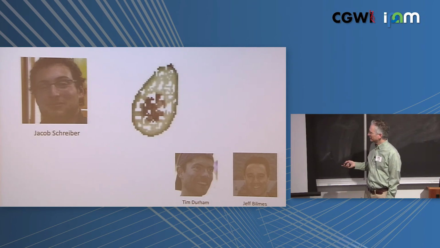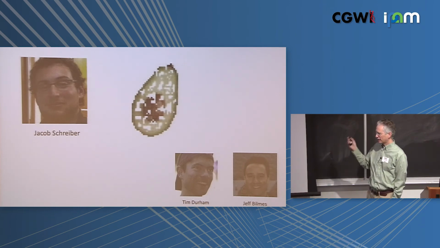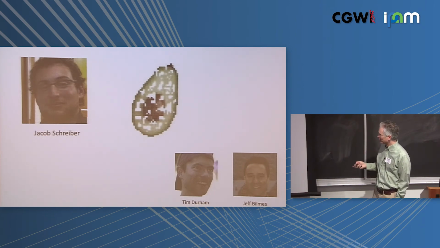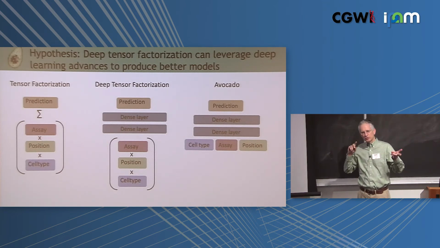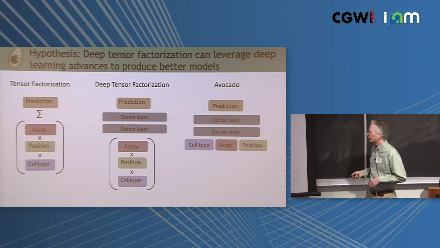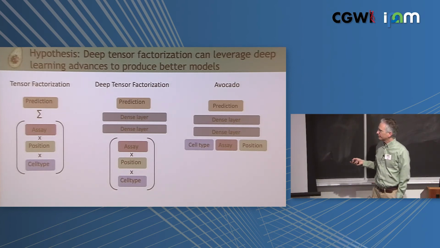Tim is still involved, but Max Libbrecht left for a faculty position, and Jeff Bilmes retired. So they're not involved in this part of it, unfortunately. There are 2 main differences between Predicted and Avocado. One of them is this: we're going to try to add some nonlinearity.